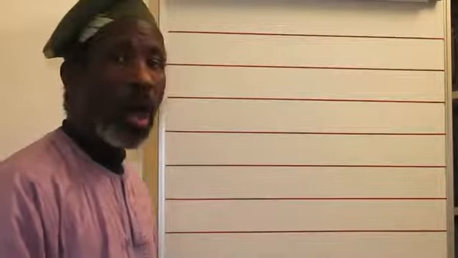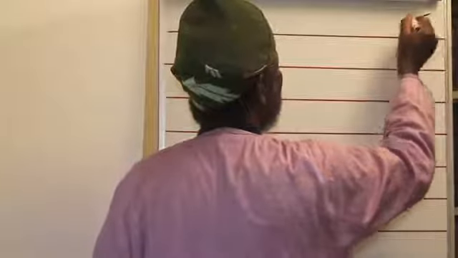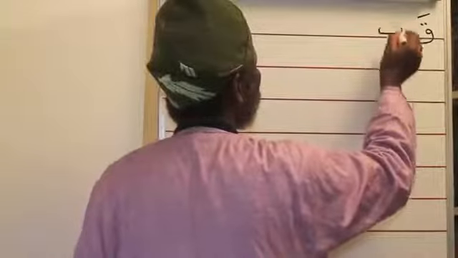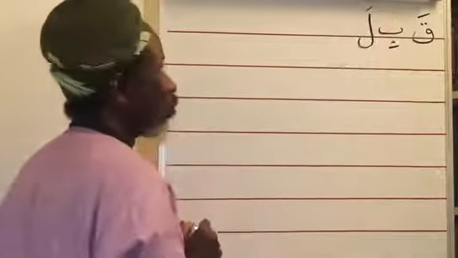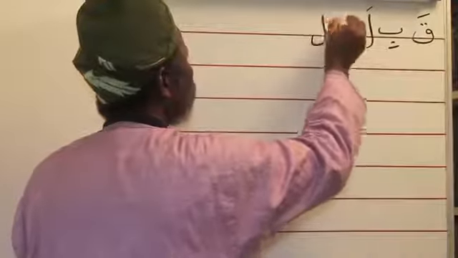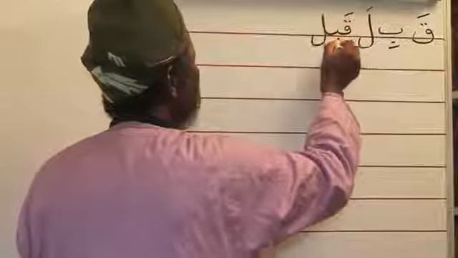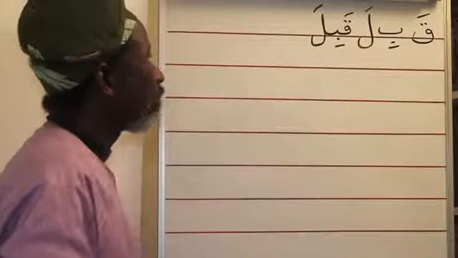Next, on page 38, we start with letter qaf. Qaf. So qaf, the beginning will be qabila. Qa, bi, la. Qabila. Join. Qa, bi, la. Qabila.